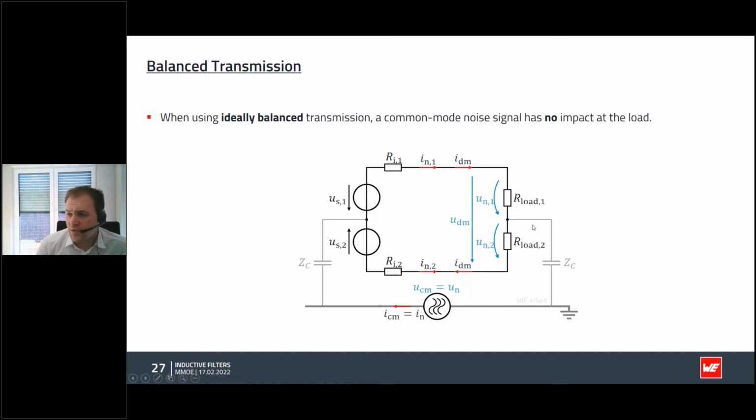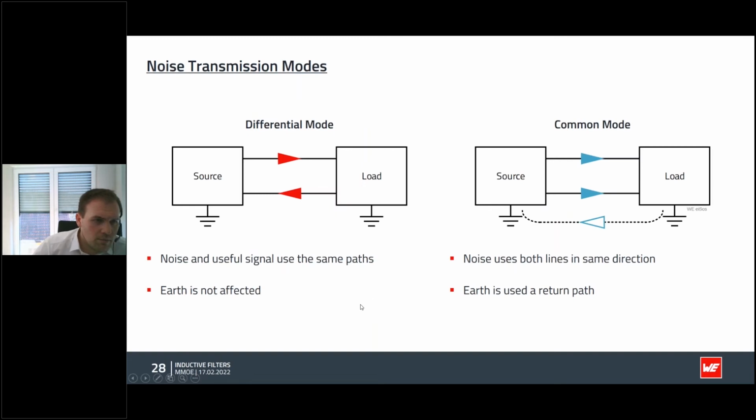However, using such differential lines, it's easier to filter our noise because now there's another differentiating factor between the useful signal and the noise signal, and this is the direction of the current or the transmission mode. There are two typical noise transmission modes, the first one being the differential mode, which will use the same paths as our useful signal. The differential mode noise is, for example, the ripple current, which is modulated onto the output of your switch mode power supply.